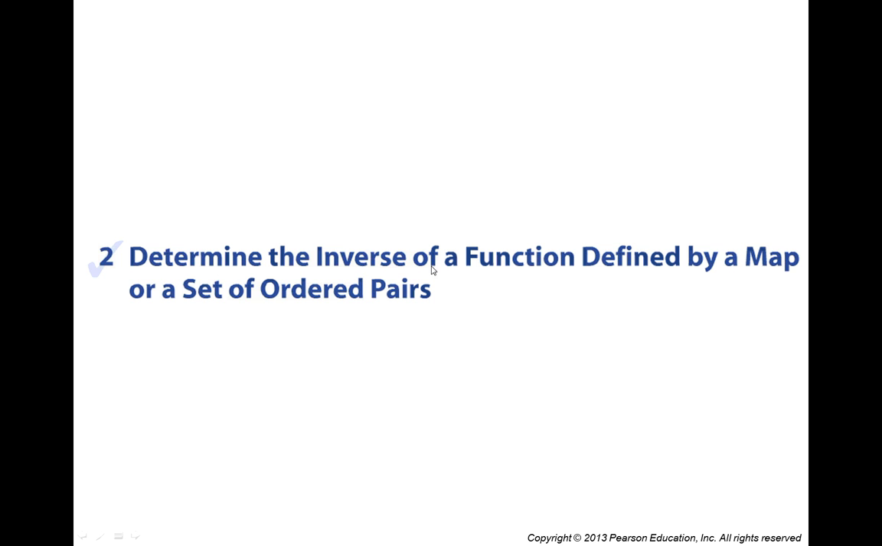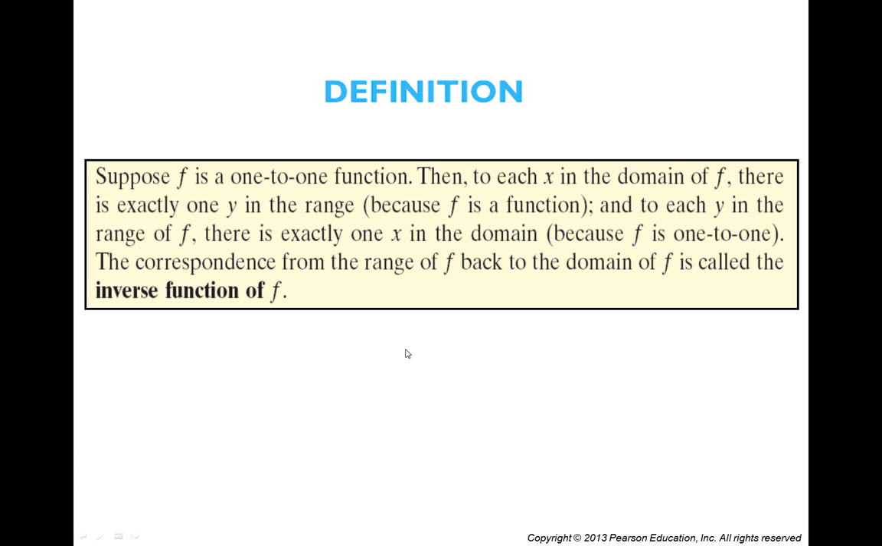We're going to determine the inverse of a function defined by a map or a set of ordered pairs. This is mega easy. I love inverses. Makes sense. Life is good. So we're going to suppose f is one-to-one. In order for an inverse to work, you really need a one-to-one function.